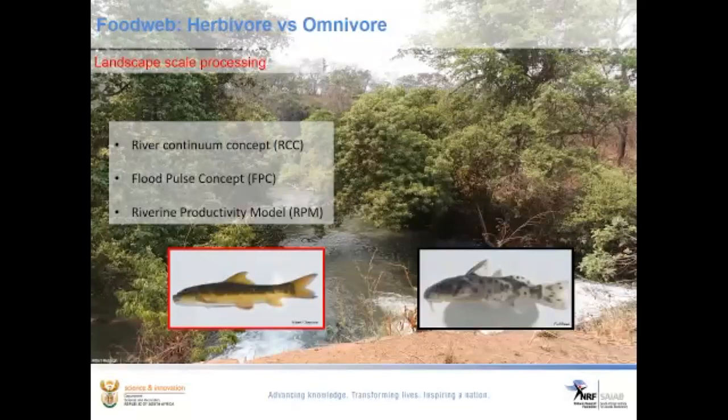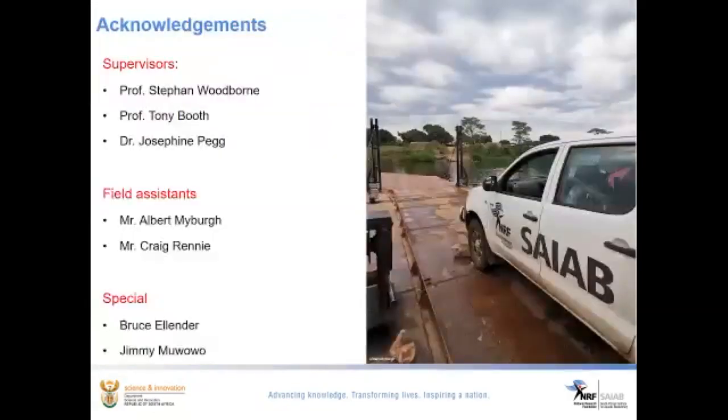With further analysis, we address these caveats and the nutrient contributions to the river from energy incorporation during fish feeding as a function of the landscape scale processes. We are looking at these three models, the river continuum concept, flood pulse concept, and riverine productivity model, as possible ways in which energy is incorporated into the Kabompo River.